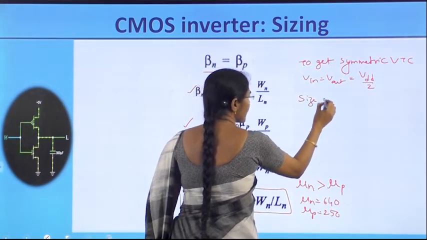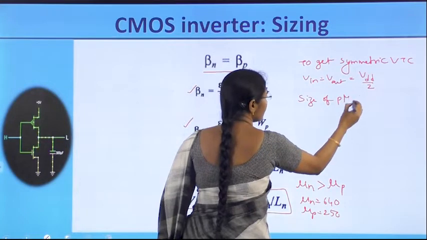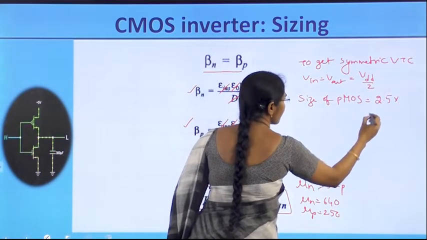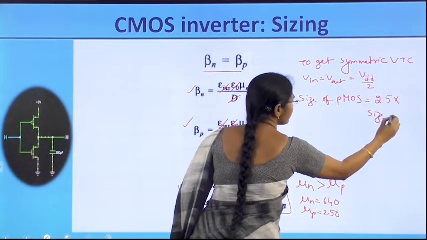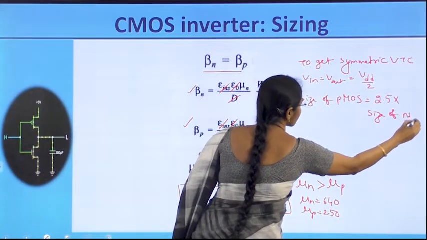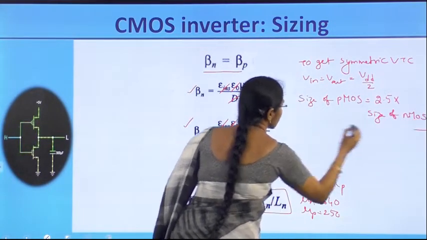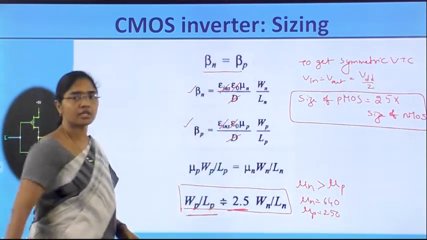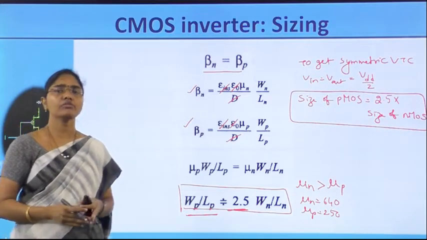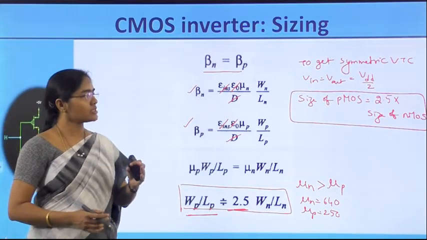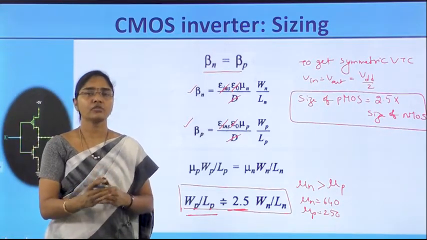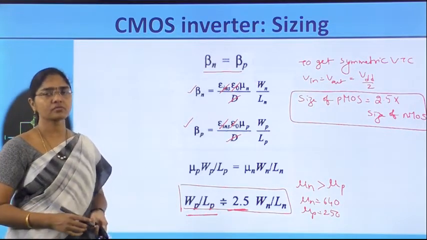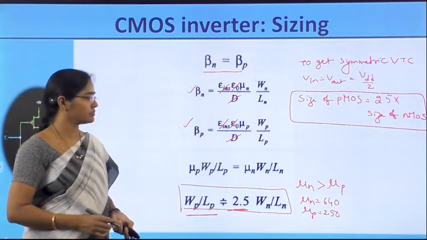Size of PMOS should be equal to 2.5 times the size of NMOS. This is the conclusion. So the relation between the size of the PMOS and the size of the NMOS should be this to get a symmetric voltage transfer characteristic. So the size of the PMOS should be 2.5 times greater than the size of the NMOS. This is the sizing value.